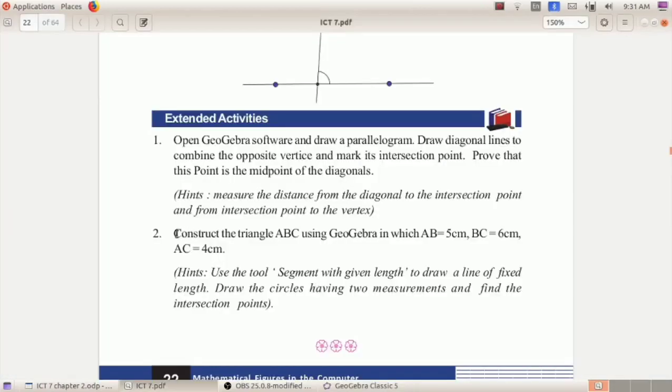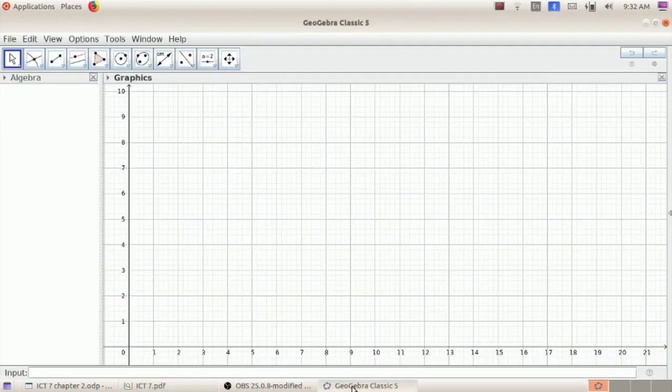Now consider the second question. Construct the triangle ABC using GeoGebra in which AB is equal to 5 cm, BC is equal to 6 cm and AC is equal to 4 cm. So we have to draw a triangle and the measurements are already given. So how to draw a triangle or a line segment with a given measurement? So first we'll draw a line segment AB which is 5 centimeters in length.